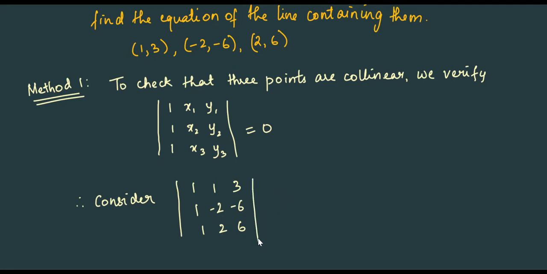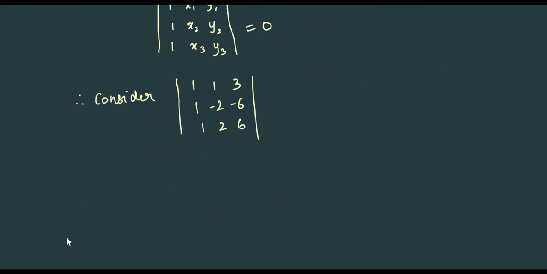So we need to evaluate this determinant. Now, how do we evaluate determinants? We can expand or evaluate this determinant across a row or across a column. Okay, so let us do it across a row.